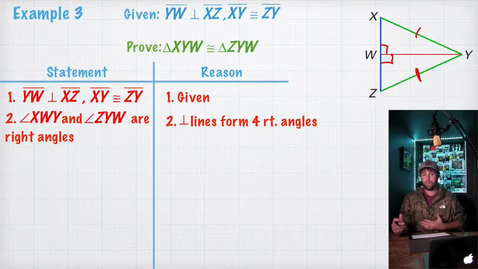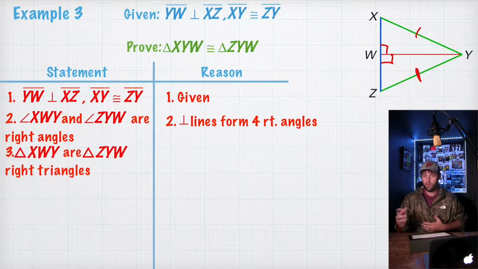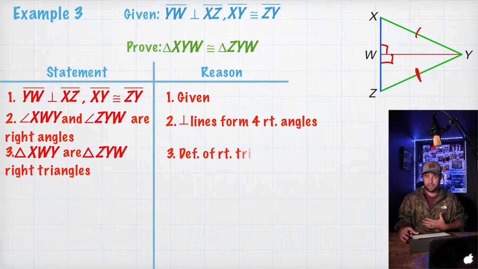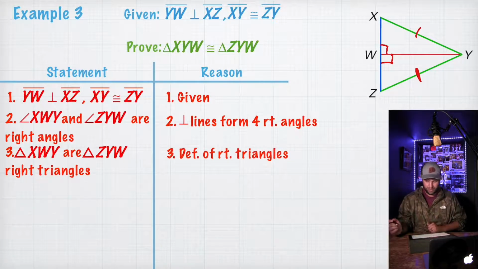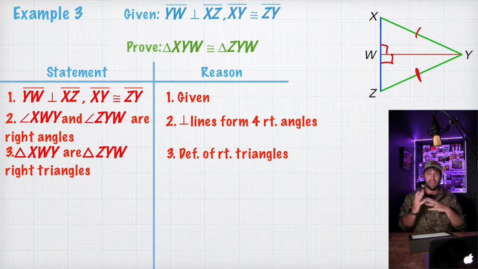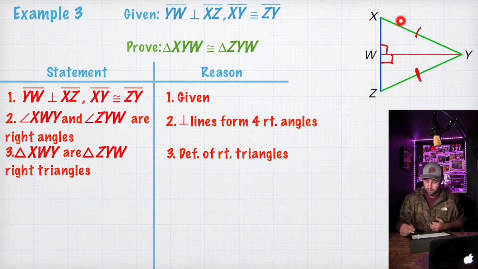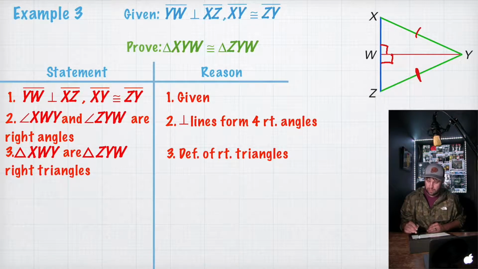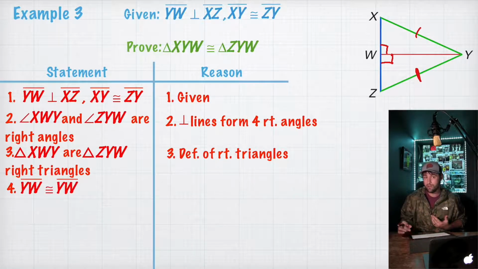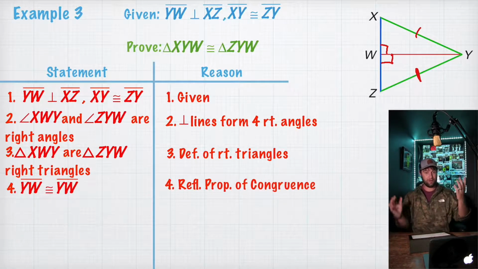Now, since they form right angles, we're able to say that the two triangles, triangle XYW and triangle ZYW, are right triangles. And that is just simply the definition of right triangles. Okay, since we know they're right triangles, we only have to prove that a leg and the hypotenuse are congruent. Here, we already know that the hypotenuses are congruent, so we only have to prove a leg. Well, I don't think we can prove that XW and ZW are congruent, but they share a common leg, which is WY or YW. And we can say that YW is congruent to YW by the reflexive property of congruence.